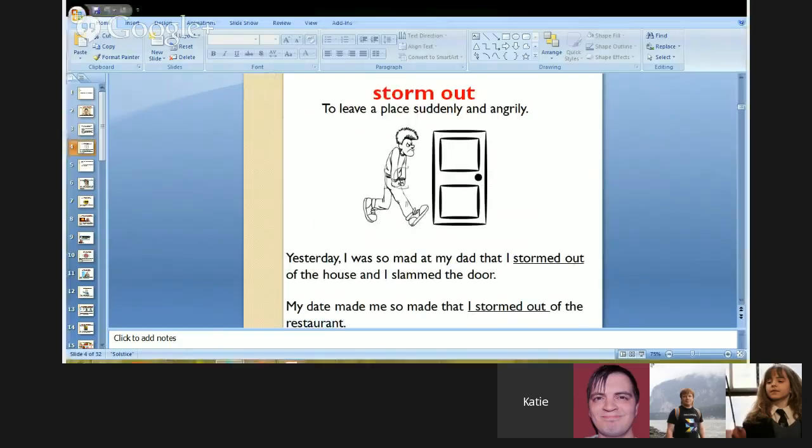Let's see. The second expression that we have is to storm out. When you storm out of a place, you leave the place suddenly, so very quickly, and angrily. Sometimes when people storm out, they slam the door, they march out very fast, and they look like a very grumpy guy. So, have you ever stormed out of a place before? Or do you know someone that stormed out of a place?